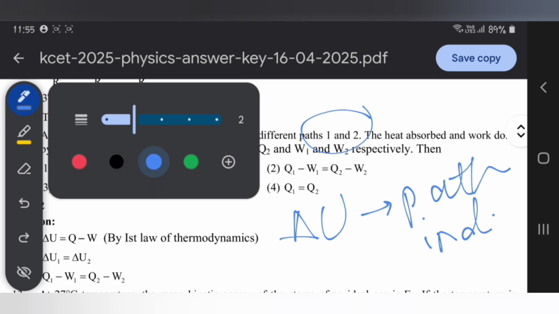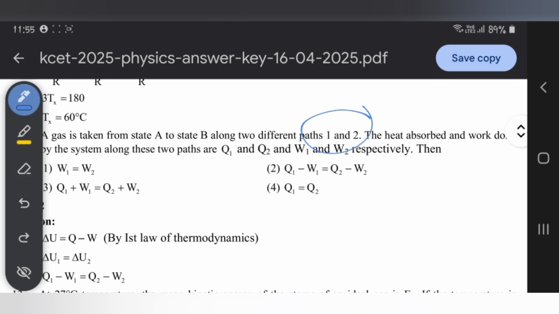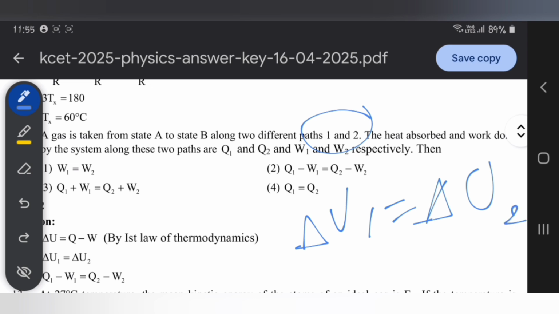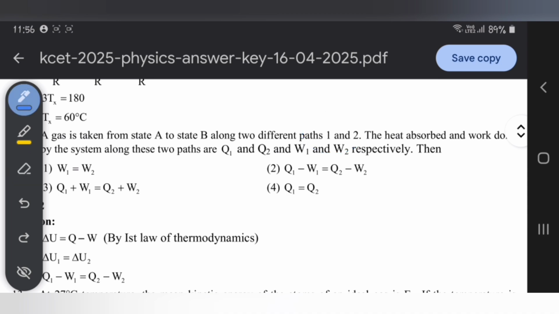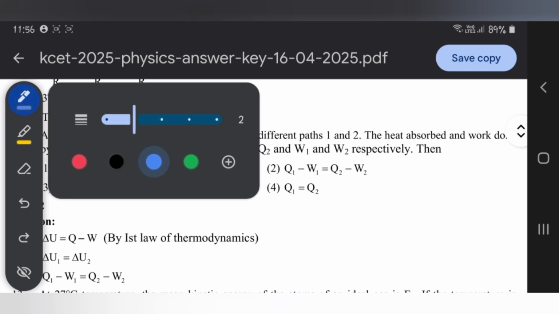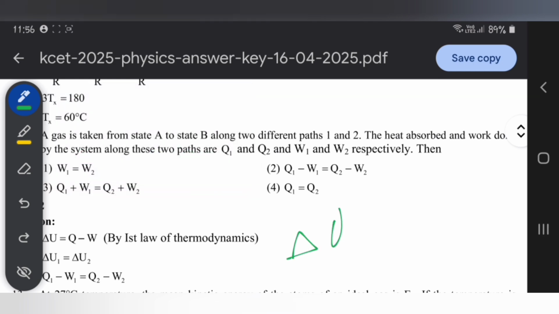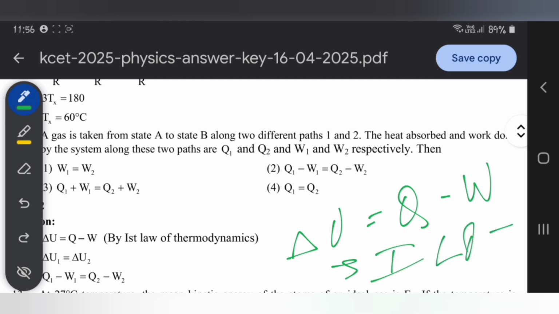What does it mean? It simply means that delta U1 is equal to delta U2. Why? Because internal energy change is path independent. It doesn't matter what the heat absorbed and the work done by the system are. Another thing: by the first law of thermodynamics, what you should know is that delta U equals Q minus W. The first law of thermodynamics tells us this.